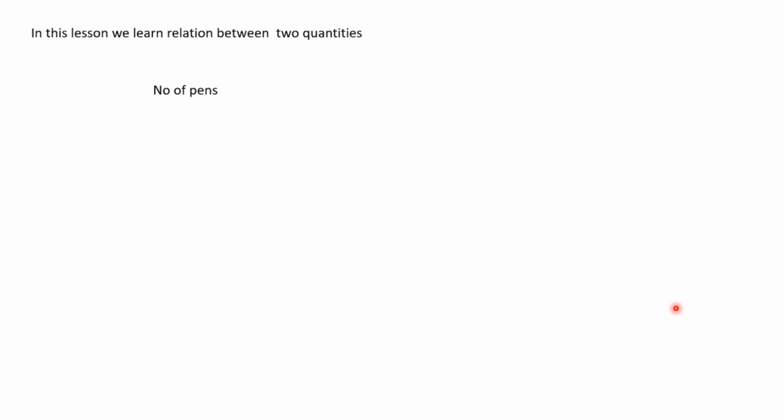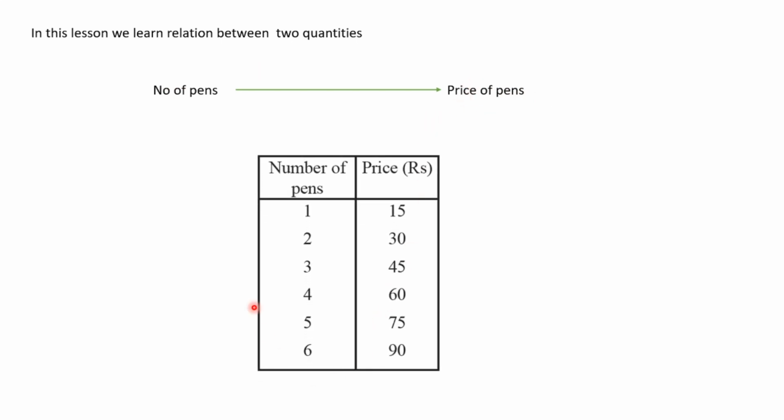an example. Now you can see, if you consider the number of pens, this is called a quantity. You can also take the price of pens. Here is the number of pens, and this one is the price of pens. Look at this relation. If you have one pen, the price is 15 rupees. For 2 pens, you have to double this, 30 rupees. For 3 pens, 45, like that. Using this table, you have an idea of the relation between the two quantities.